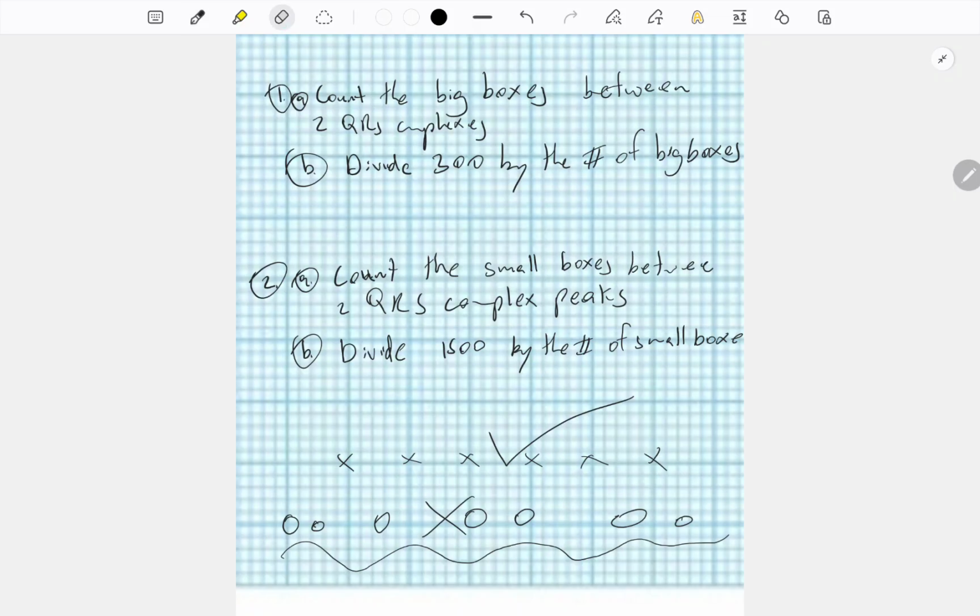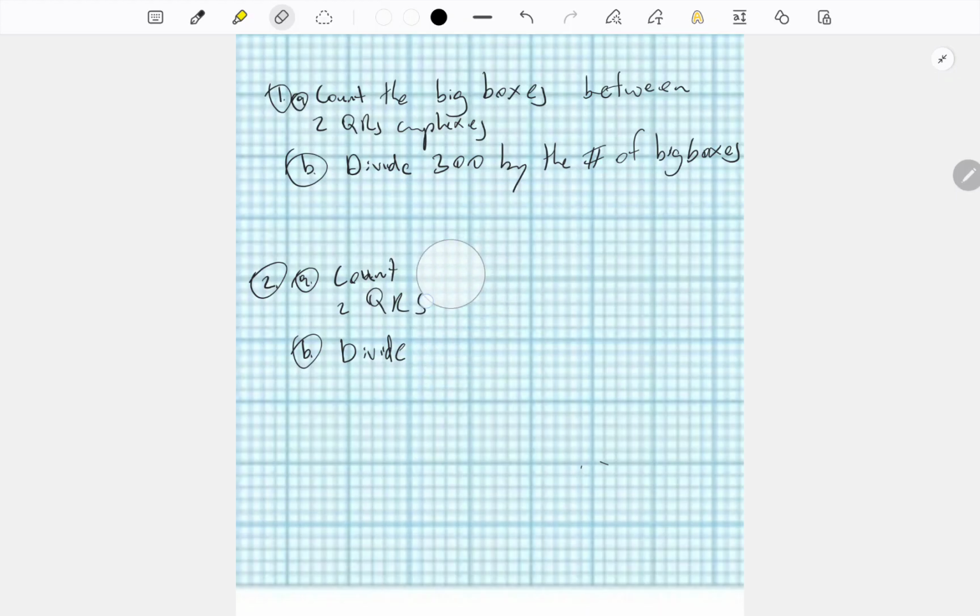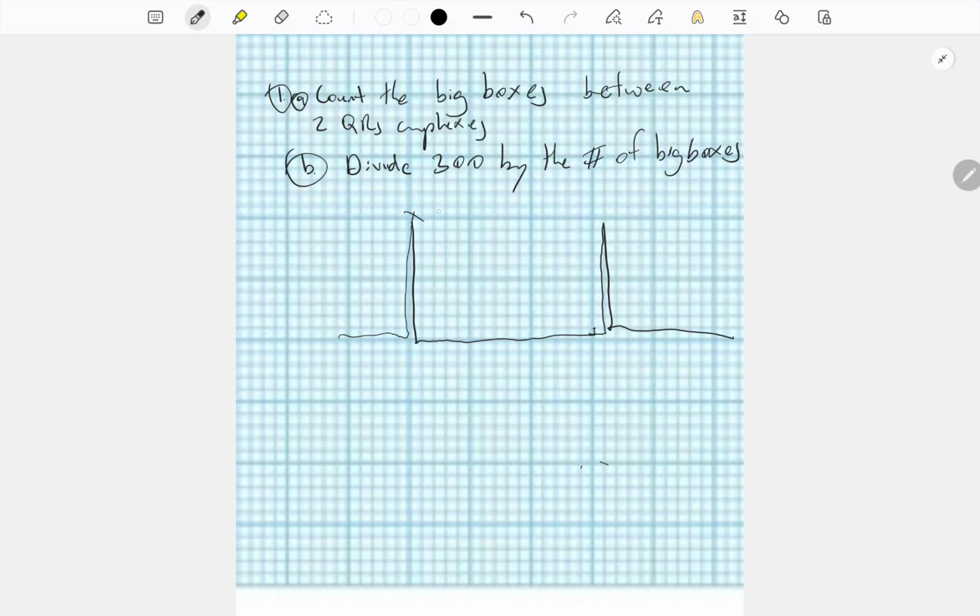The other thing I wanted to say about especially the first method is that even though it's not as accurate as the second method, it still has some utility in being able to quickly estimate the heart rate. So for example, if I have something like this, and I know it's one, so no, this would be one, two, three boxes and a little bit, right? I would divide 300, right?